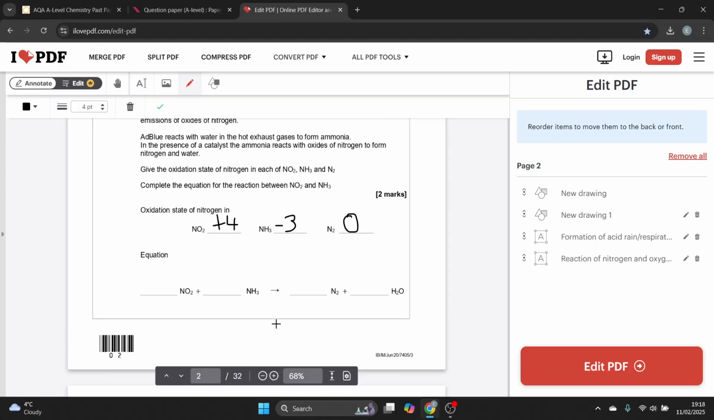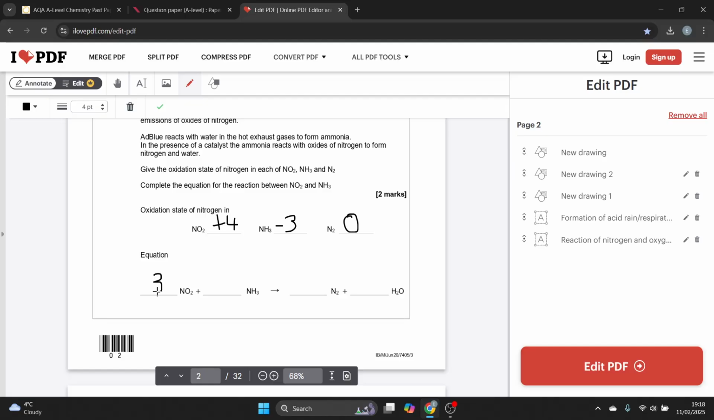And then it says give the equation for reaction between NO2 and NH3. The reaction is going to be just balancing equation, 3NO2 plus 4NH3 to form 7O2N2 plus 6H2O. And I struggle quite a bit with balancing equations.